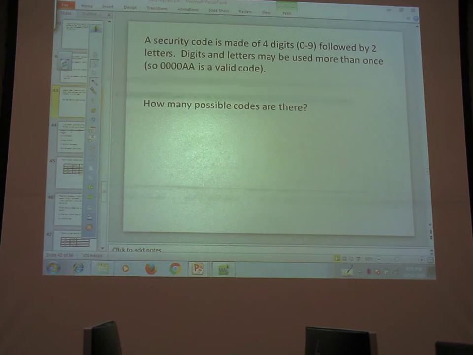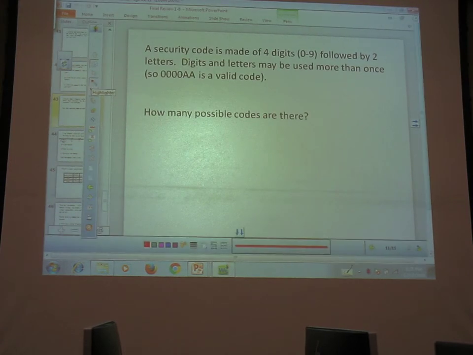Do this one quickly. I don't know this one right yet. I got a ludicrous number on this. Problem 12, skip 11. Security code, 4 digits. 26 letters in the alphabet.